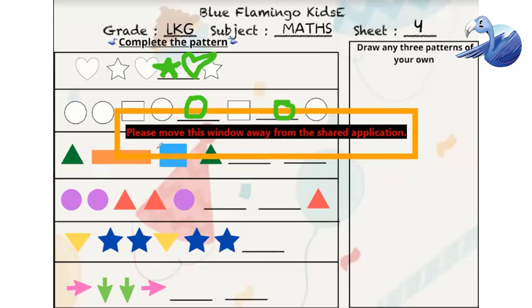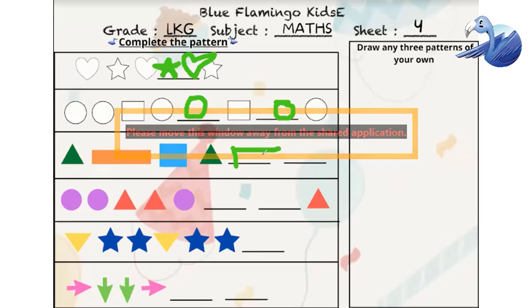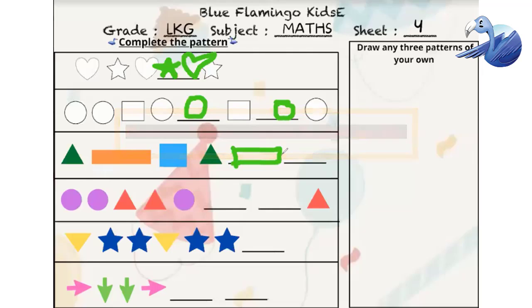Okay. Now, next is triangle, rectangle, square, triangle, again rectangle. After the rectangle, square, again square.